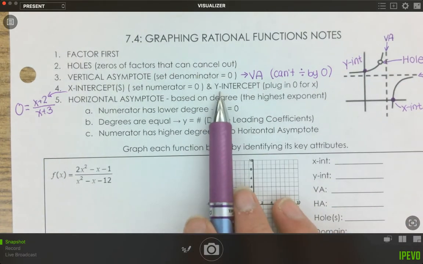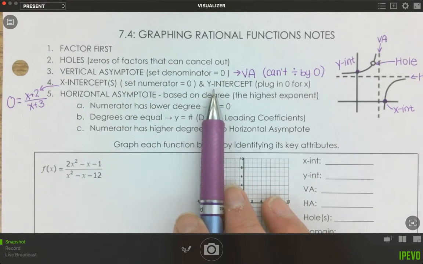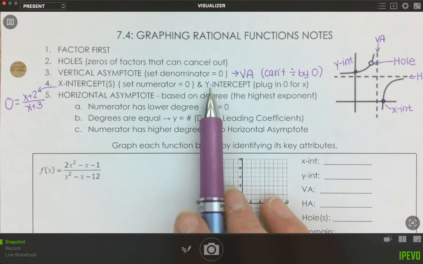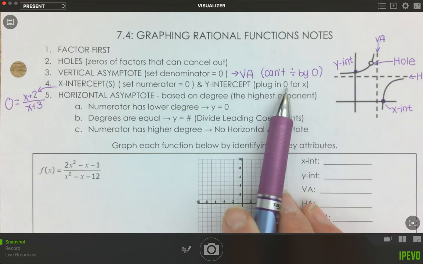And then the y-intercept is always the same for any type of function, no matter whether it's simple or complicated: you always plug in 0 for x.